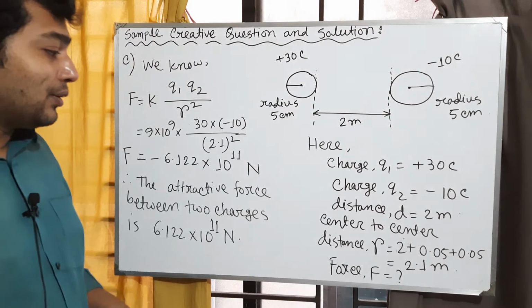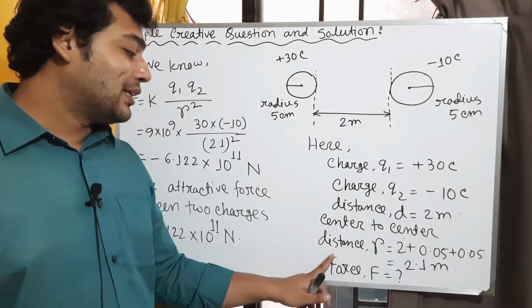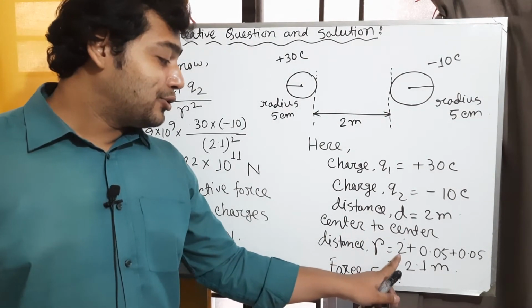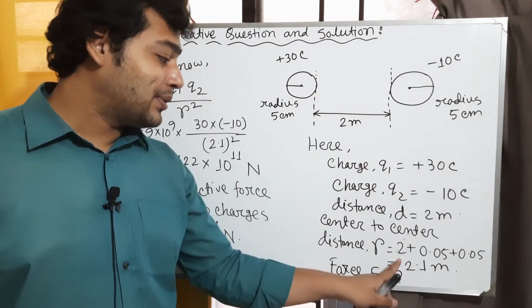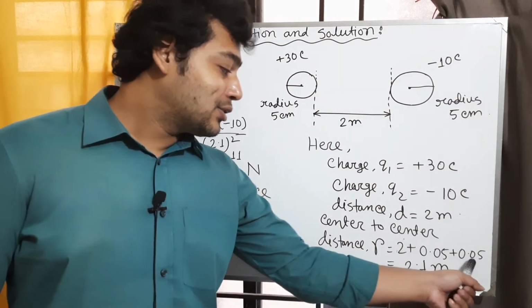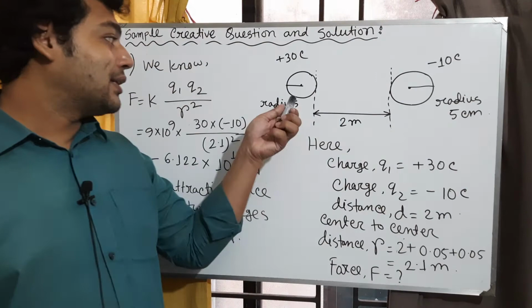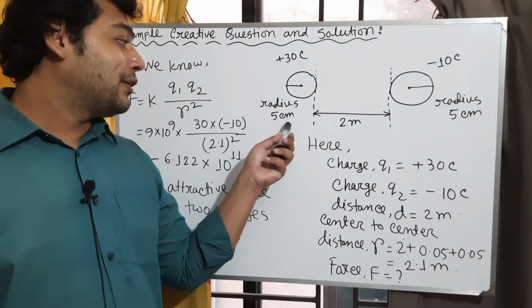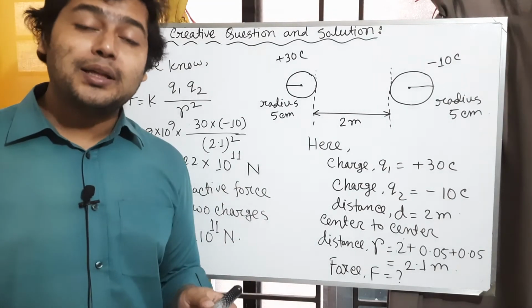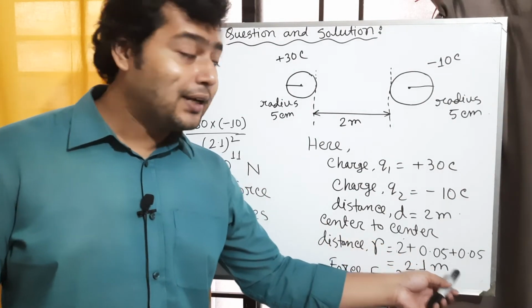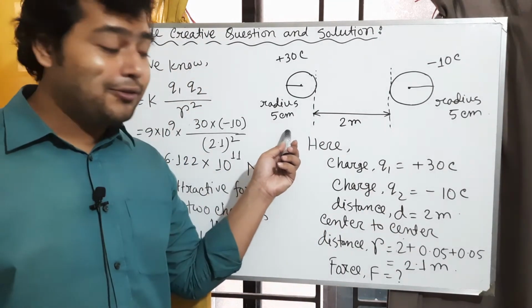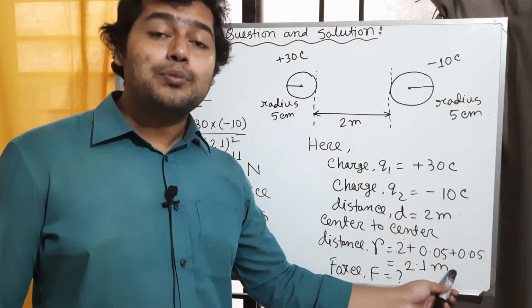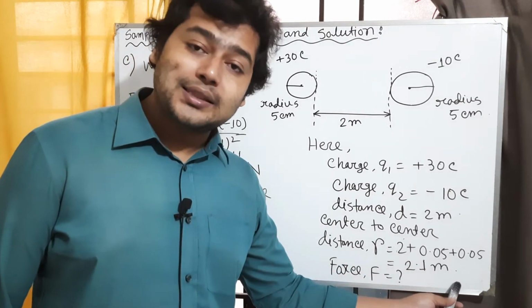Okay. So, center to center distance will be r equal to 2. Here 2 is the surface to surface distance, and this 2 is 0.05 plus 0.05. Here 0.05 is the radius, 0.05 meter. Here it is given in centimeter unit, but we put the value in SI unit.